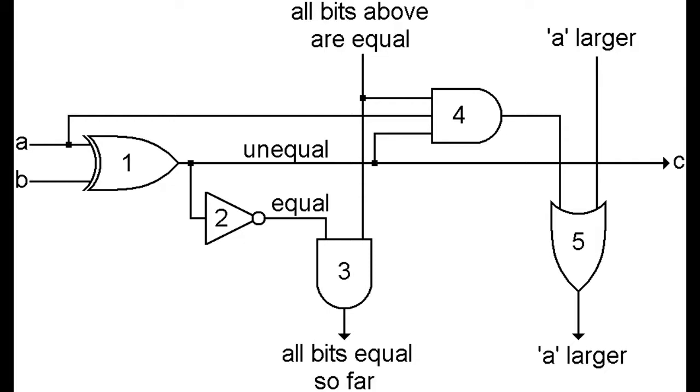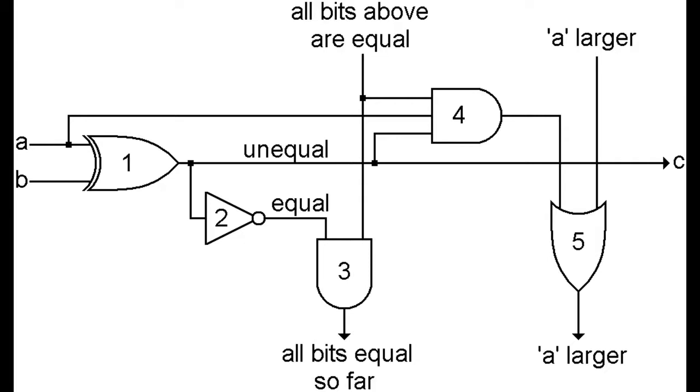Excuse me, than B. But one other way for A to be larger is that whatever we've seen so far is already larger. Since we're starting with the most significant bit, if the first leftmost bit of A is 1 and B is 0, no matter what we see later on, A is always going to be larger. So either A has been larger before, which is the rightmost branch of this OR gate number 5, or everything was equal and A is larger for this current bit.